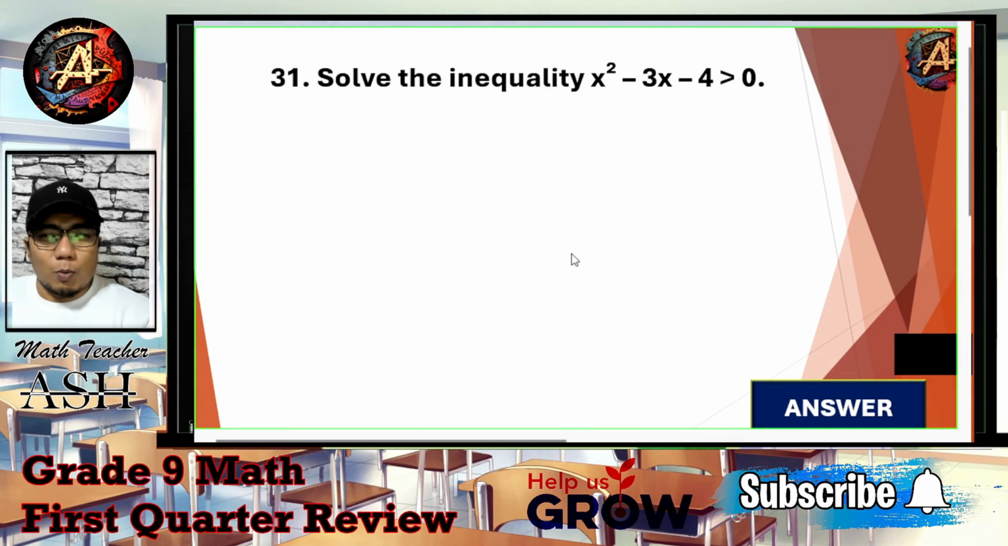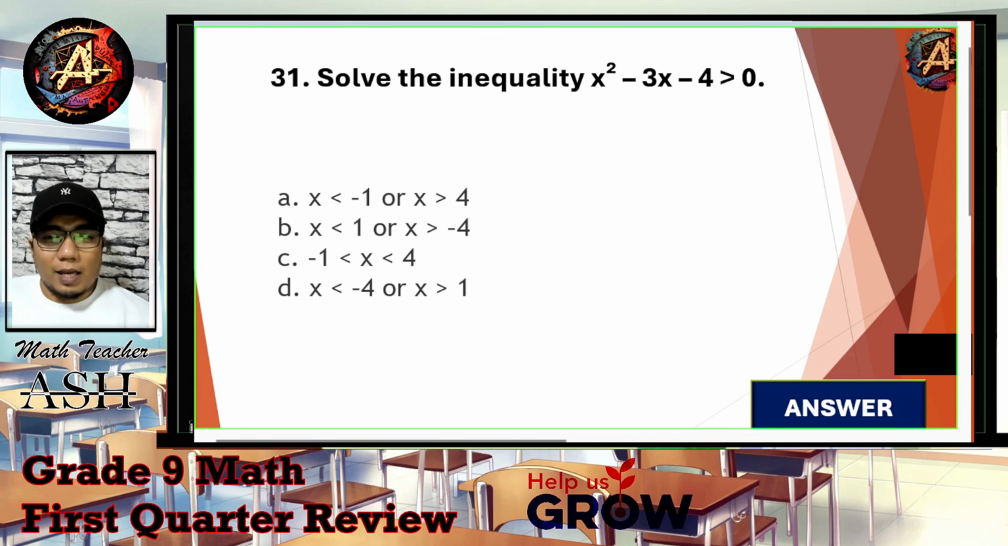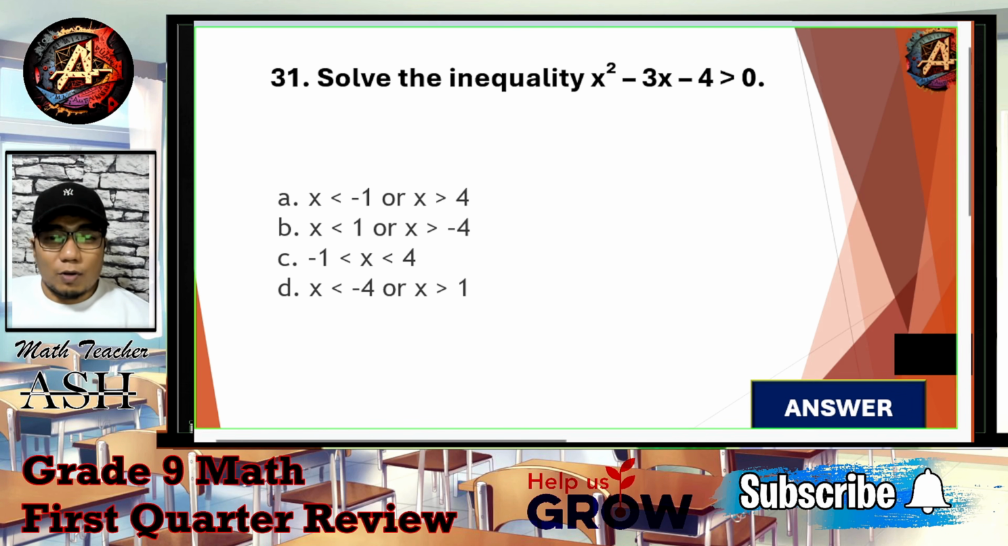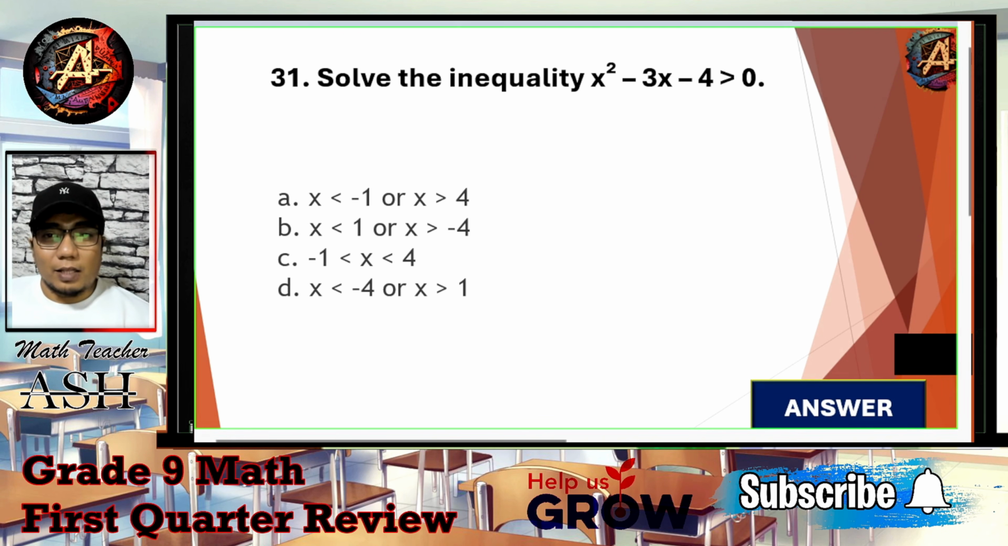Question number 31. Solve the inequality x squared minus 3x minus 4 is greater than 0. Is it A, x is less than negative 1 or x is greater than 4? B, x is less than 1 or x is greater than negative 4? C, negative 1 is less than x is also less than 4? Or D, x is less than negative 4 or x is greater than 1?